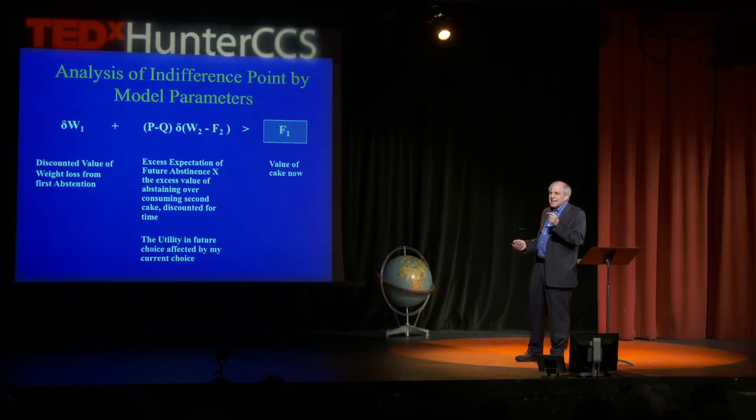But you know what? Even if the temptation of the current piece of cake is not by itself greater than the cake, I have this other thing going on in my head, which is the excess expectation of the future abstinence. That also has value for me, right? The cake is so tempting, but I think, well, if I stop eating this cake now, I'll also be able to not eat the next piece of cake, and that has value to me. And if those two values together outweigh the temptation of the cake, I can abstain. So that's a good thing if I'm dieting, but it can also be a bad thing if it's too rigid.